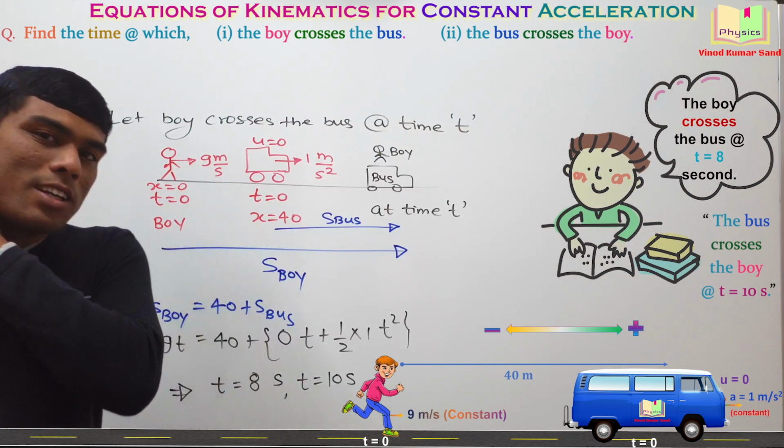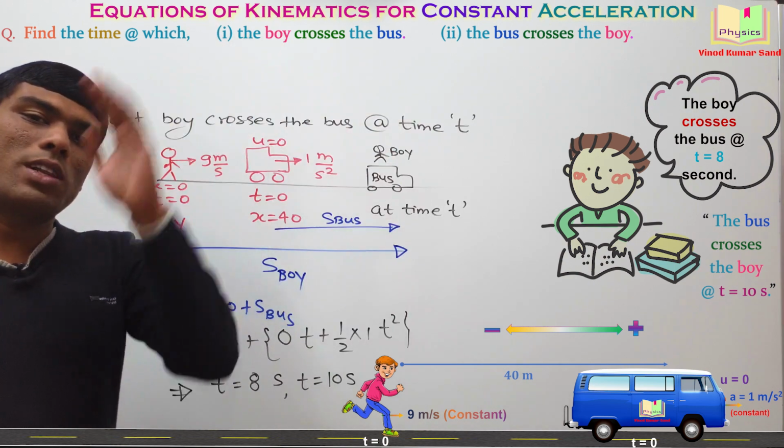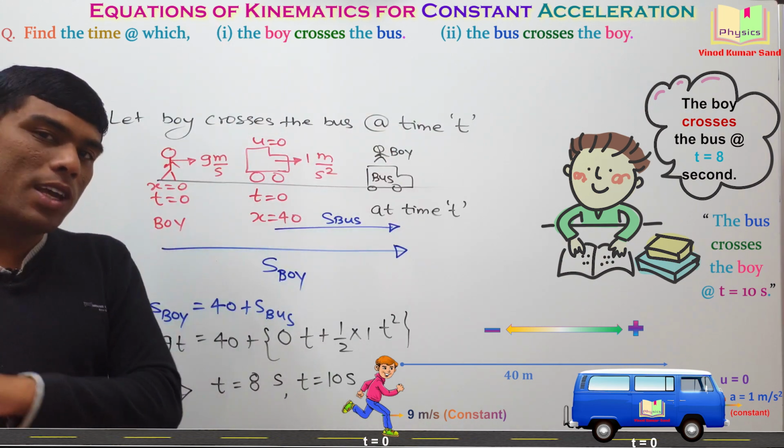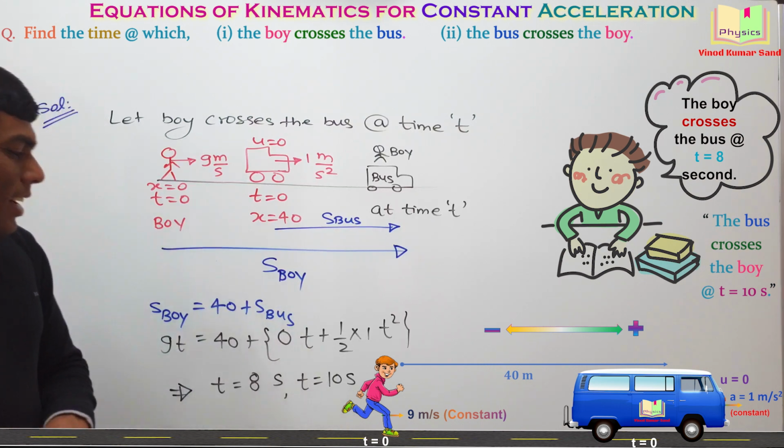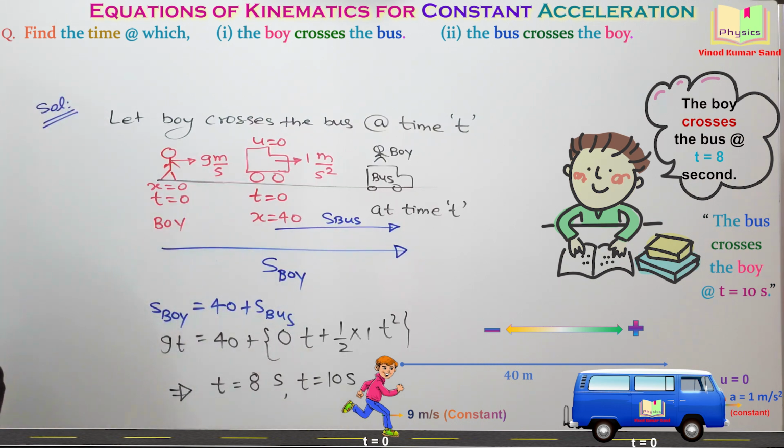And after that, the bus has greater speed, so it will keep on moving away and away from the boy. They will never cross each other. Okay? Note down, it's a great question and I request you to give it a try again yourself. You'll learn nice concepts.